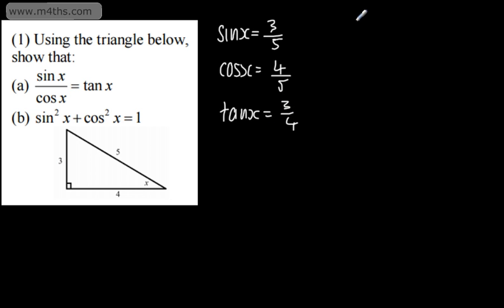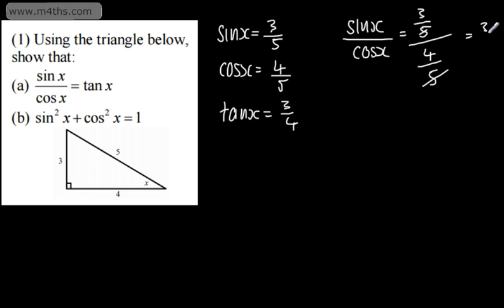So what we can write then is that sin x divided by cos x is going to give us now 3 over 5 divided by 4 over 5. The 5's will cancel, and that's going to give us 3 over 4, which, of course, is the value of tan x. In part B, we need to show that sin squared x plus cos squared x gives us 1.